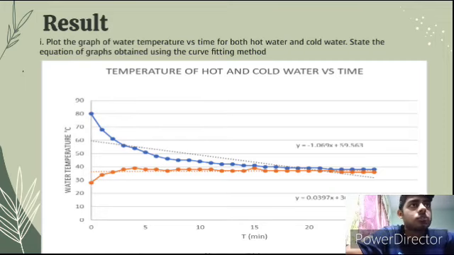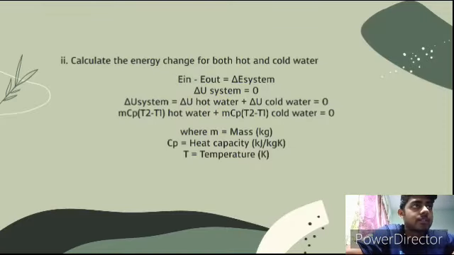And then to calculate the energy change for both hot water and cold water, we use these equations, which is total change of internal energy system is equal to energy in minus energy out, and then the total change of internal energy system is equal to 0, and then total change of internal energy system is equal to change of internal energy of hot water plus change of internal energy of cold water. And we use this equation to calculate the result.